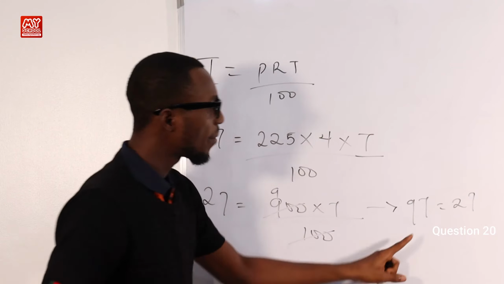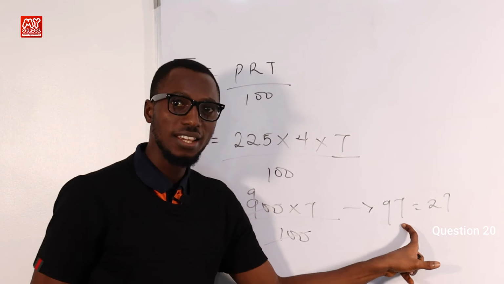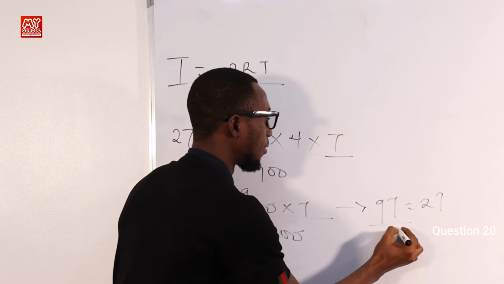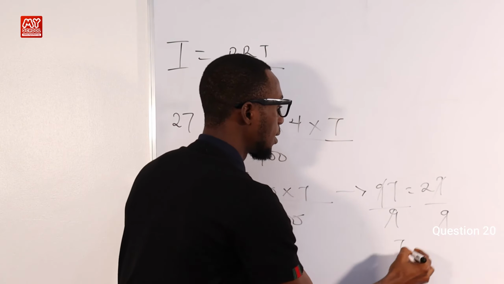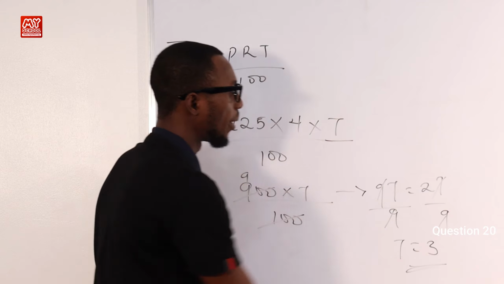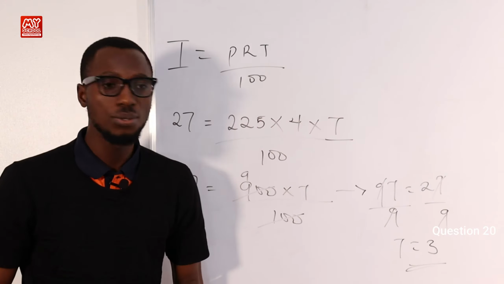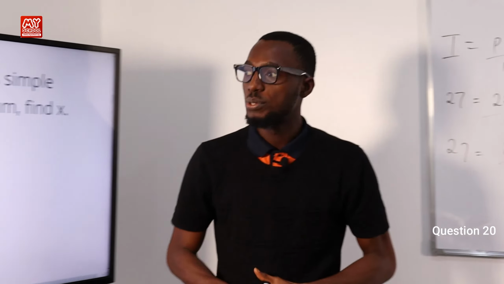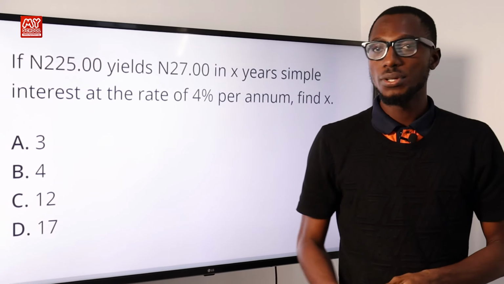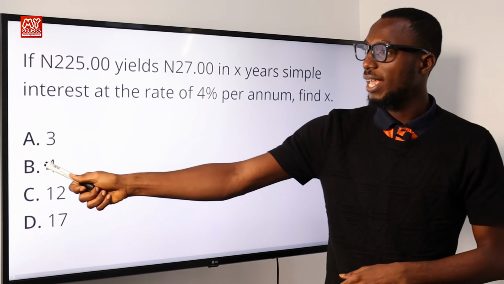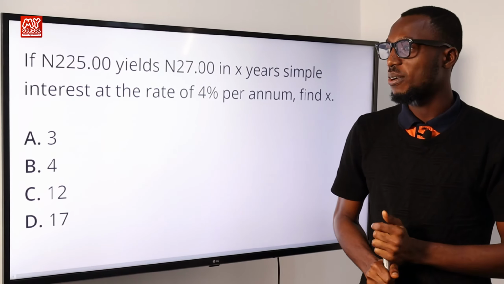So what do we do? We divide both sides by the coefficient of t, which is 9. So t equals 3. So we are talking about 3 years. Let's go back to the screen and select the right option. We've gotten t as 3. Going through all of these options provided, we'll see that option A, which contains the value 3, is the correct option.